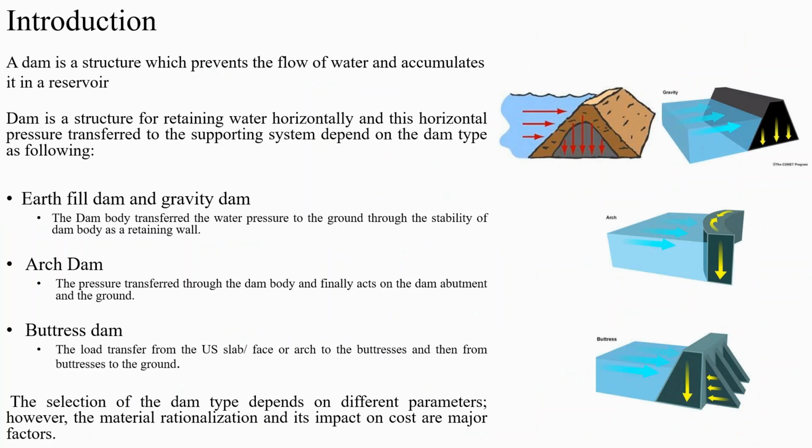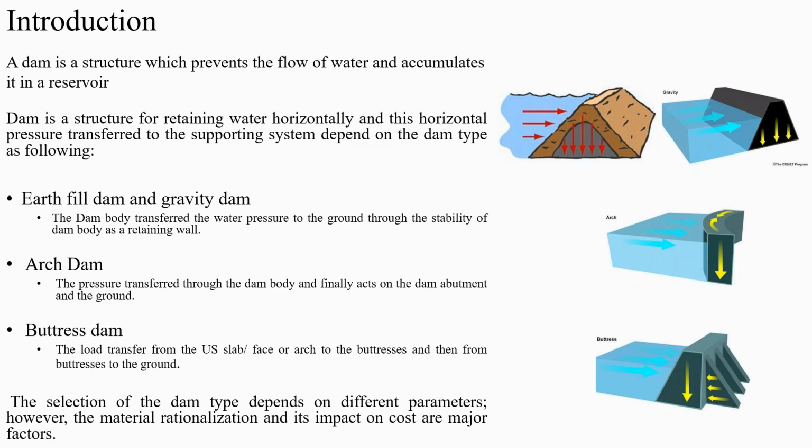Going back to our today webinar, our topic is under the name of roller compacted concrete dam and an idea of hollow dam. As you know, a dam is a structure which prevents the flow of water and accumulates it in a reservoir. But from the point of view of structural engineering, it is a structure for retaining water horizontally, and this horizontal pressure is transferred to the supporting system depending on the dam type.